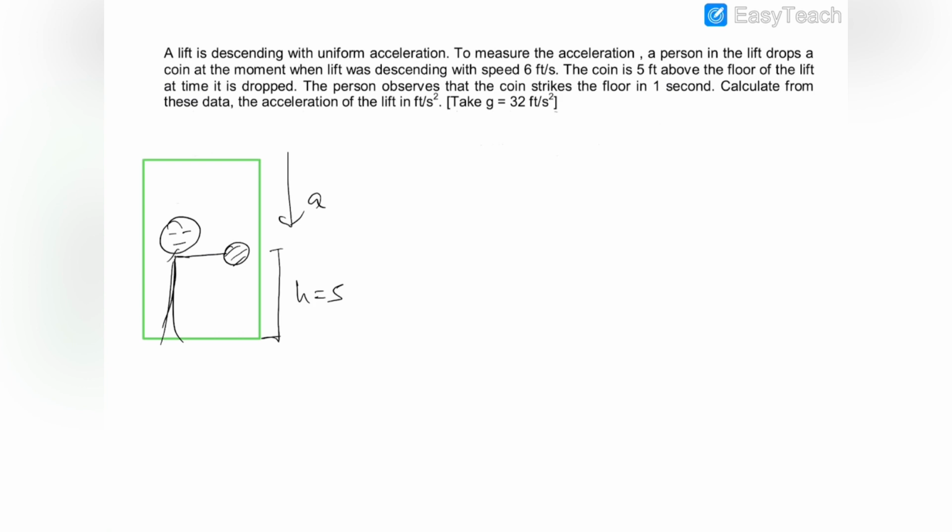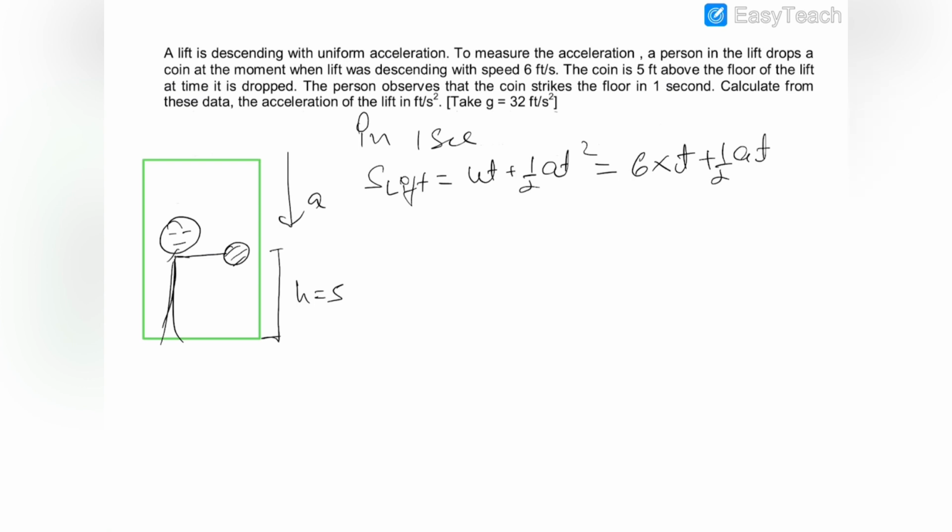So obviously we can see that in 1 second the distance traveled by the lift is equal to ut plus half at square. So u of the lift is 6. We are using the FPS system here completely. So time is t and this is plus half a into t square. This is s, the distance traveled by the lift in 1 second.